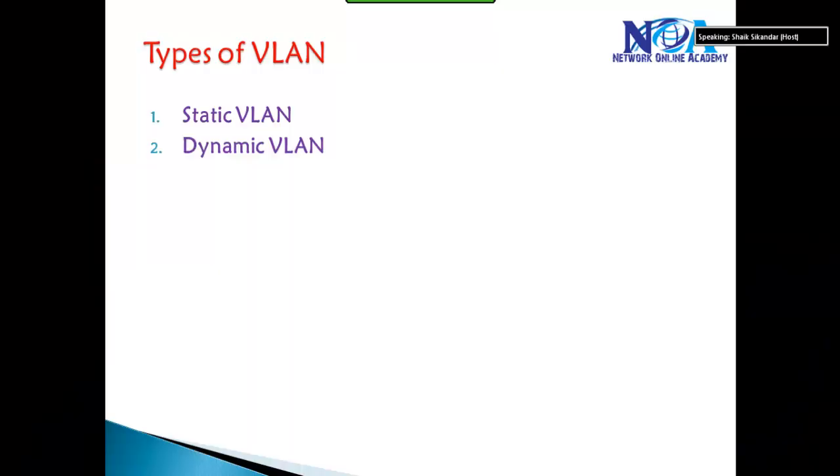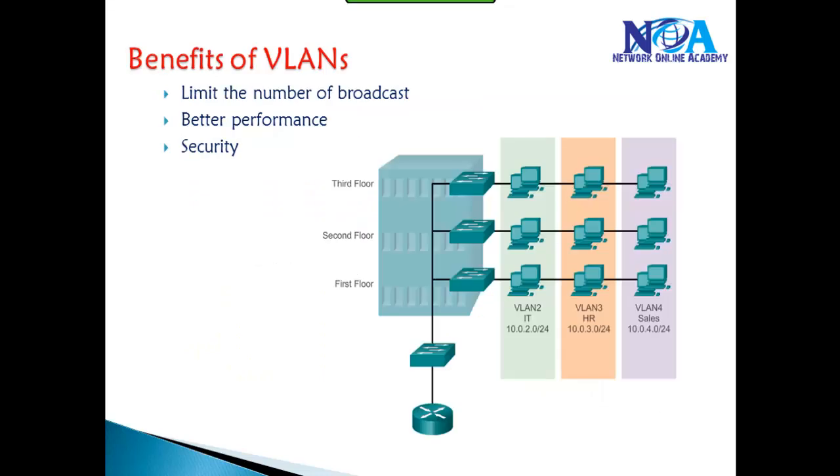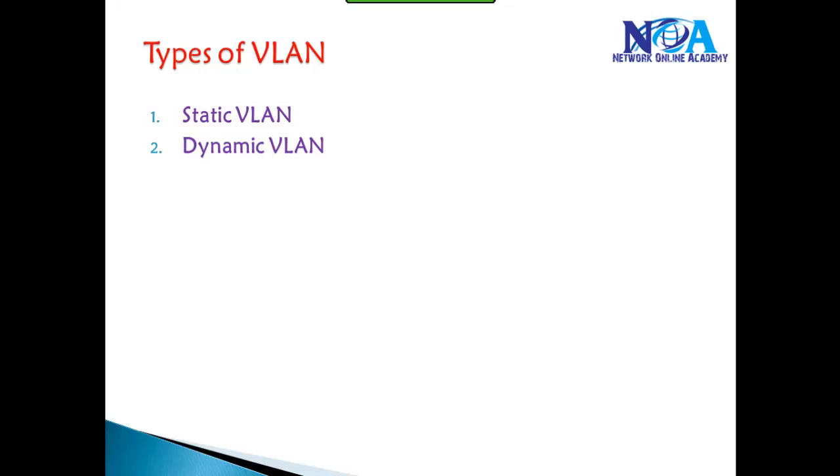Now in this section we'll continue with the concept of VLANs. Like we have seen in the previous session, what is VLAN? VLAN divides one single broadcast domain into multiple broadcast domains. It minimizes the number of broadcasts and improves the performance on your networks. Now let us see what are the different types of VLANs we have and what's the difference between them.